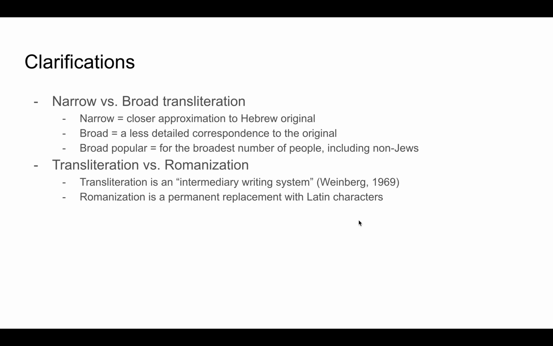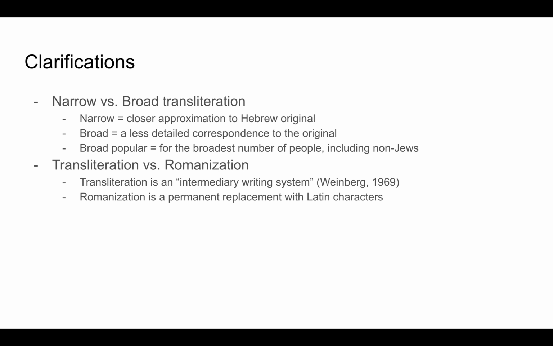So now that we've broadly outlined what transliteration is, we could begin to unpack some theoretical issues that we need to understand in order to be able to approach this from an academic perspective. The first is to understand narrow versus broad transliteration, which is basically if you consider a spectrum of degrees to which you are transliterating text.